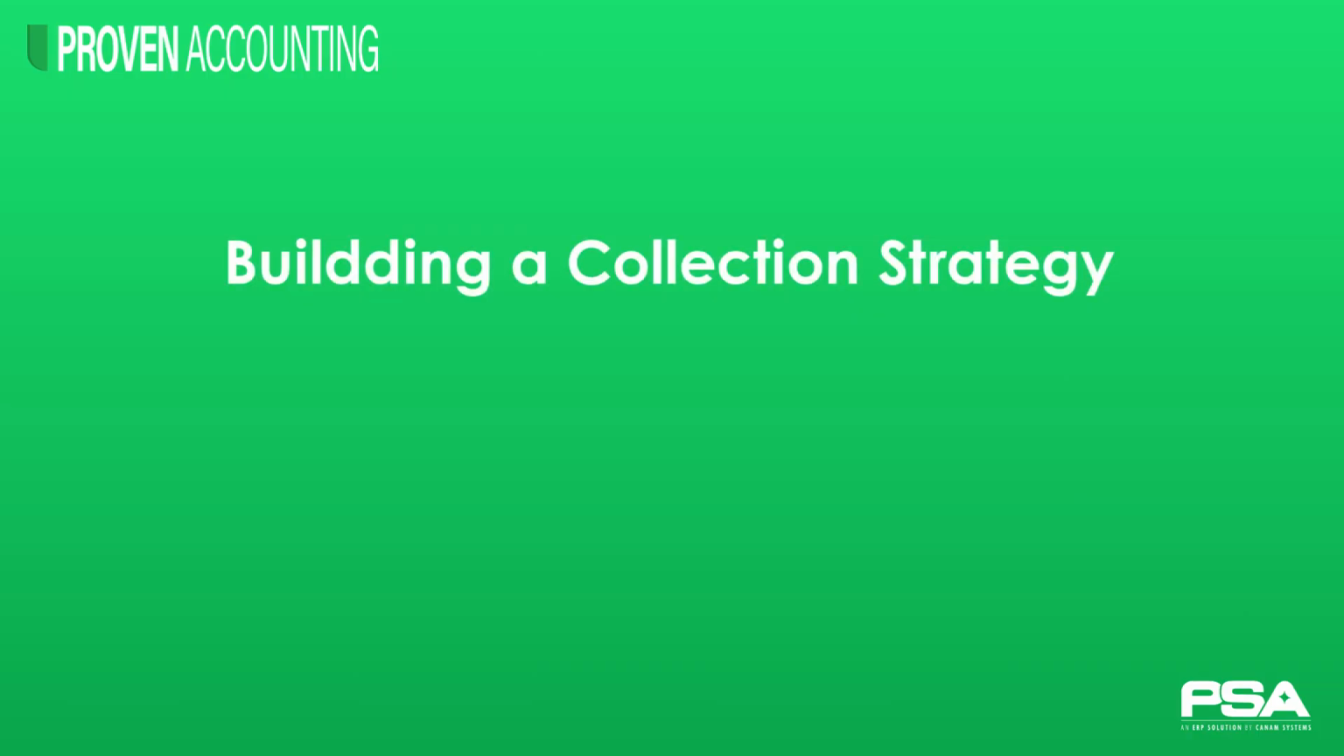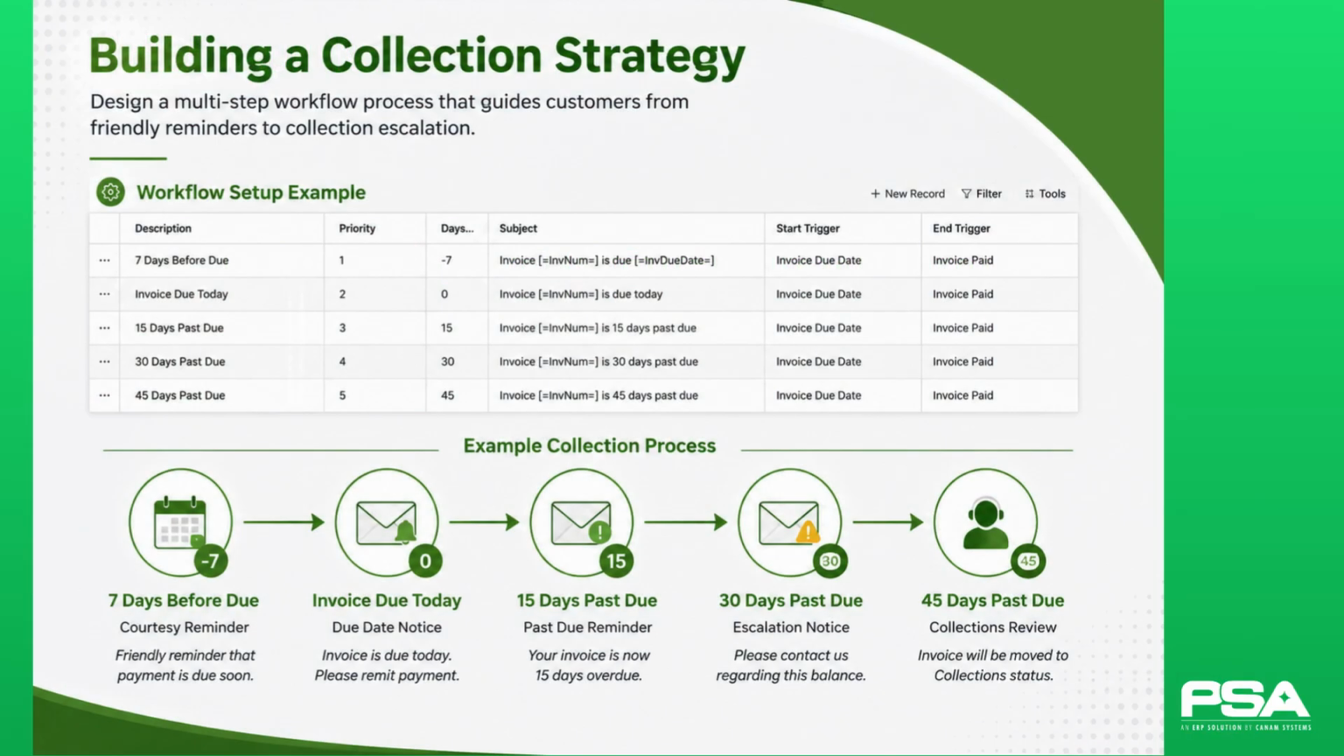Now that we've reviewed the workflow setup, let's discuss collection strategy. Many organizations find success using a structured collection process. For example, 7 days before the due date, send a friendly reminder. On the due date, send a payment reminder. 15 days after the invoice is overdue, send a past due notice. And then 30 days, send an escalation notice. 45 days overdue, you would begin a formal collection review.